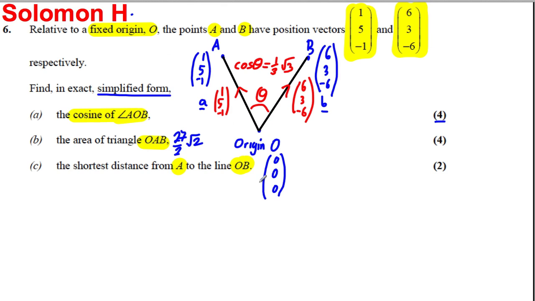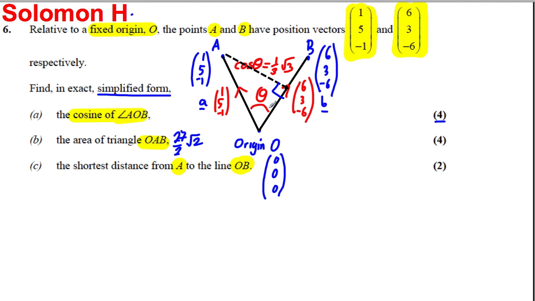Now I'm asked for the shortest distance from A to the line OB. This is the line OB here. Now the shortest distance, I'm going to just draw that with a dotted line, must be the distance that meets that at right angles. So I want the length of this particular line here.